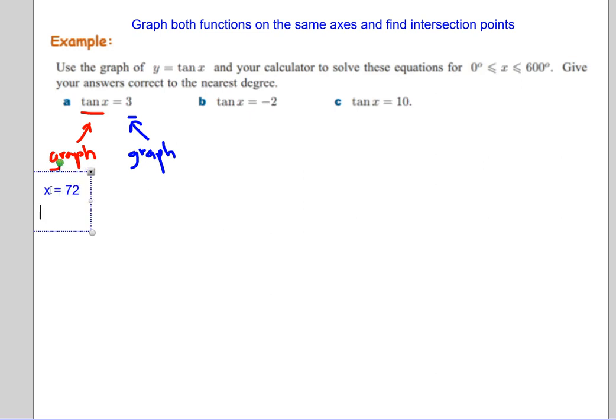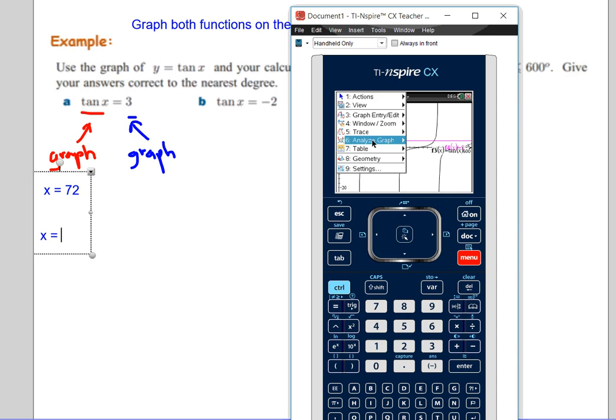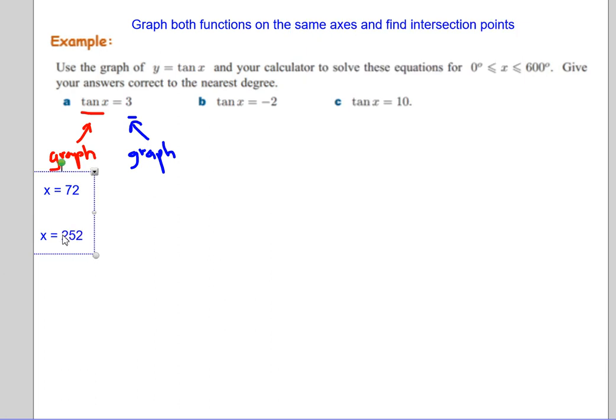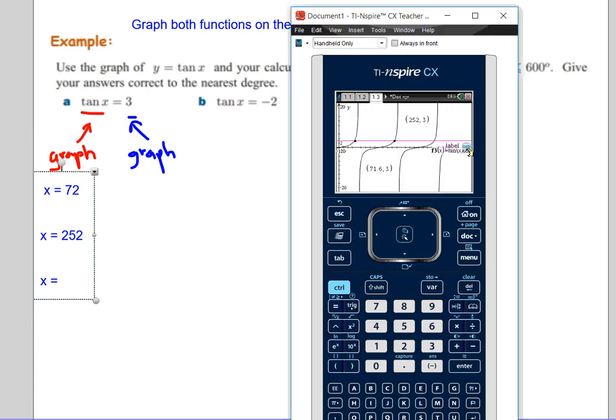menu, analyze graph, intersection, left then right, 252. Again, and then there's another one, x equals, because when we're solving for x in this case, this last one here. I don't know if we quite see this one. It's beyond 600, so don't worry about it. So I'm just going to move that out of the way.